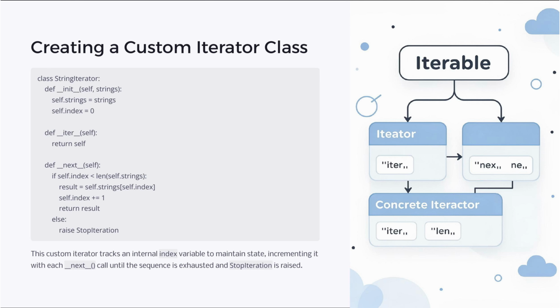The StringIterator class demonstrates a custom iterator by implementing __iter__ and __next__ methods. It maintains an internal index to track position, returning each string sequentially. When the sequence is exhausted, StopIteration is raised, ensuring seamless iteration over the provided list of strings.